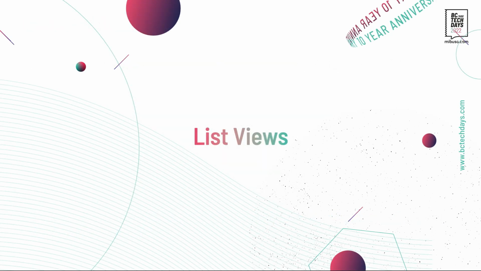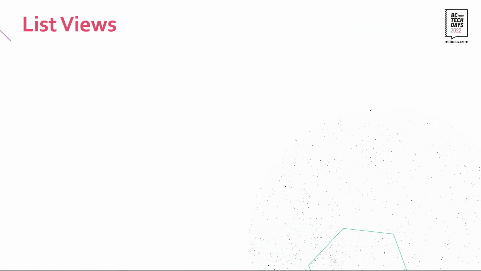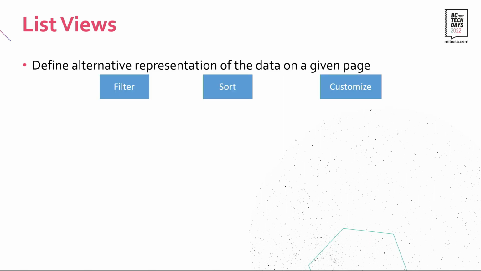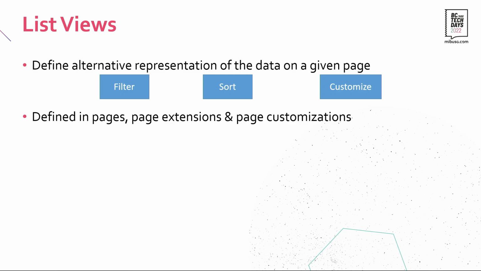The next topic, or the next feature, is list views. List views have actually been around in Business Central for a few releases, but we felt it would be good to remind you about the capabilities that they offer, since there is some real value for your users. So what are list views? They allow you to define an alternative representation of the data on the page. You can filter and sort the data, but you can also do some UI customization so that you can emphasize what is most relevant for the user in this view. You define them directly in AL in your pages, in your page extensions and page customizations.